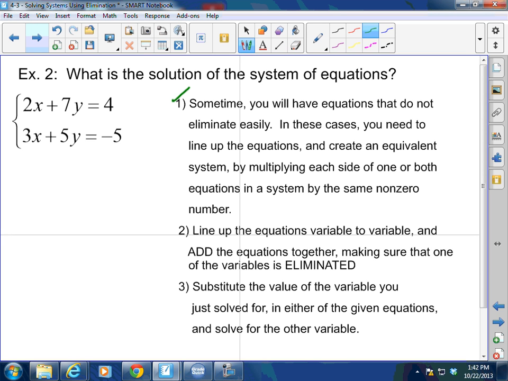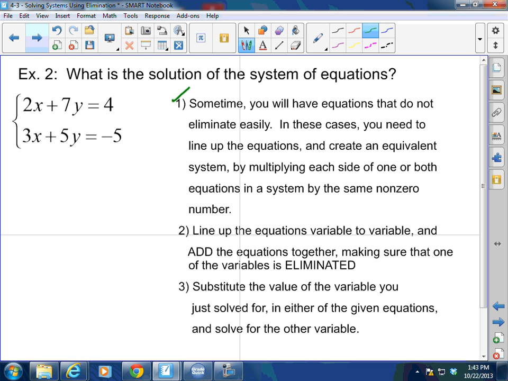Number 1, sometimes you have equations that do not eliminate easily. In these cases, you need to line up the equations and create an equivalent system by multiplying each side of one or both equations in a system by the same non-zero number. What am I talking about? Let me explain. First of all, who do you want to get rid of? The x or the y?